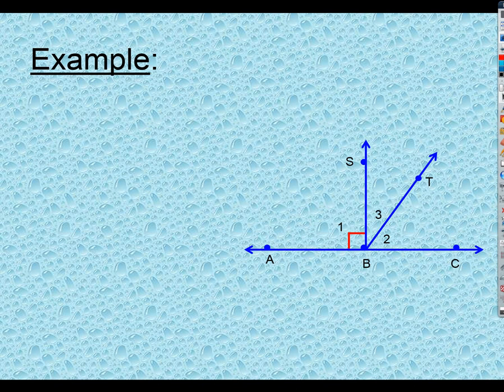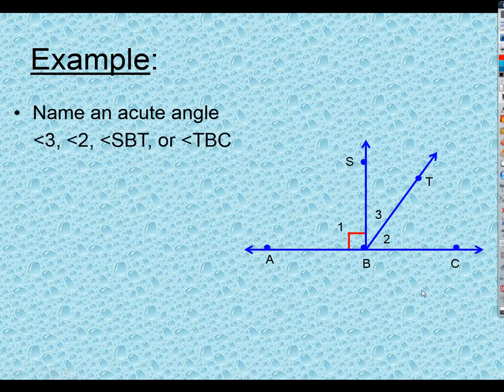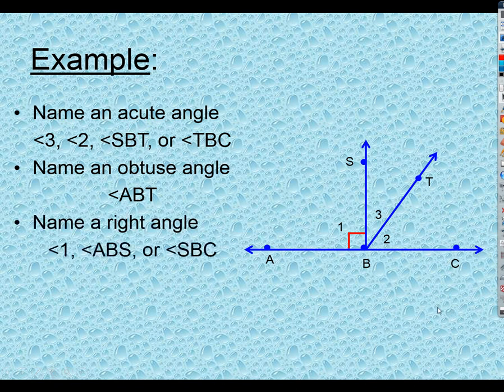There you go. Okay, what's a different acute angle? Yes. TBC. Yeah, good. Makes sense. So this one is also acute, and there's a bunch of different names for that one. There's some examples. What's an obtuse angle? Yes, ma'am. ABT. Perfect. A to B to T is obtuse. What is a right angle? SBA, angle 1. What's another one? SBC. Yeah, that would also work over there, wouldn't it? Okay, good. How about a straight angle?